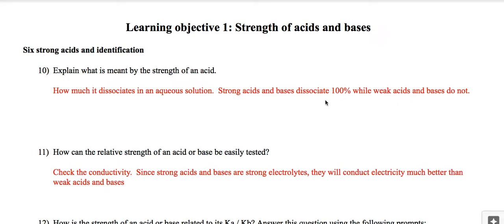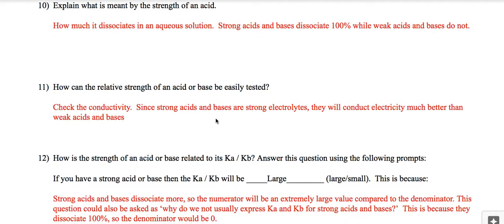And actually, the weak acids and bases dissociate just a very small amount, like less than 5% usually. So there's a huge difference between the dissociation amounts of the strong acids and bases as well as the weak acids and bases. Relative strength, if you're going to test those, just check the conductivity. If it conducts well, you have a strong one, since strong acids and bases are strong electrolytes, it's going to conduct electricity well. If it's a weak acid or weak base, it's not.